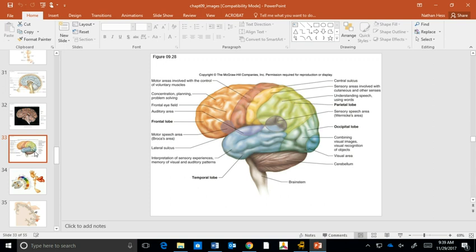So the cerebrum is like the whole inside of the brain itself? That's the gray part on the top. Okay, so then how do you know the difference between a gyrus and a sulcus?